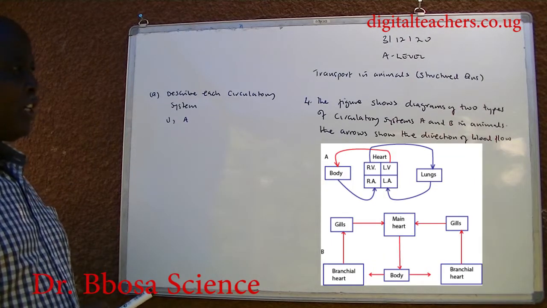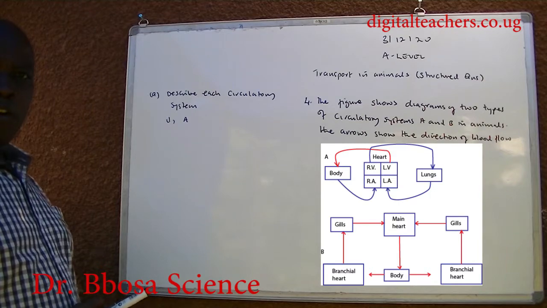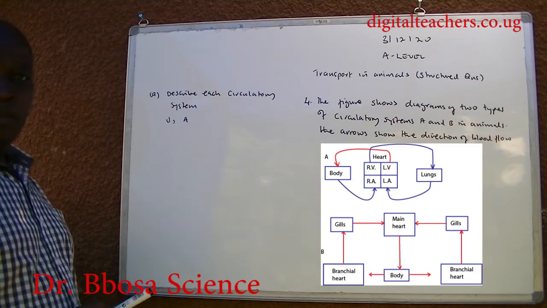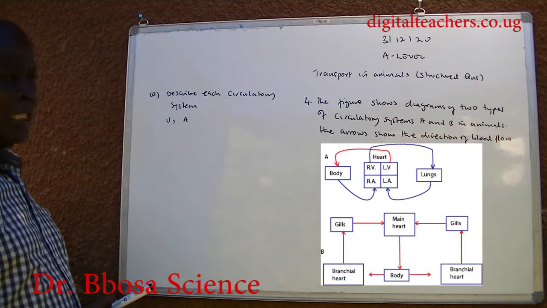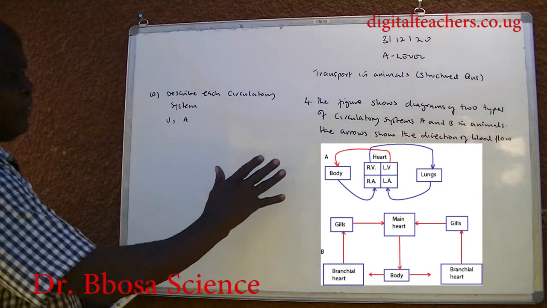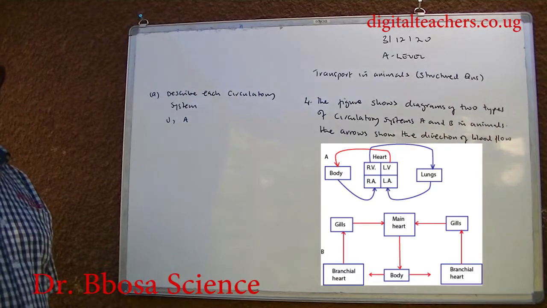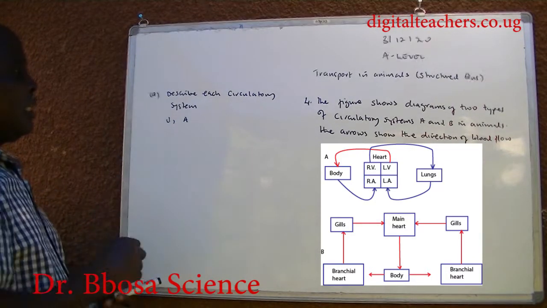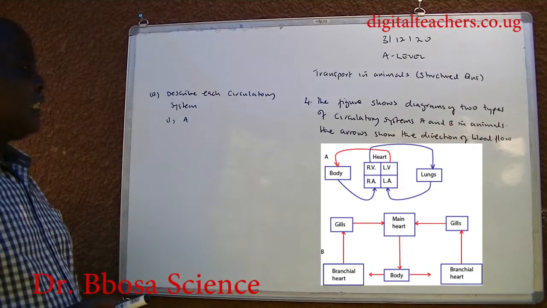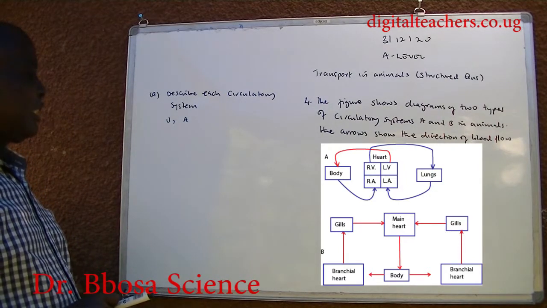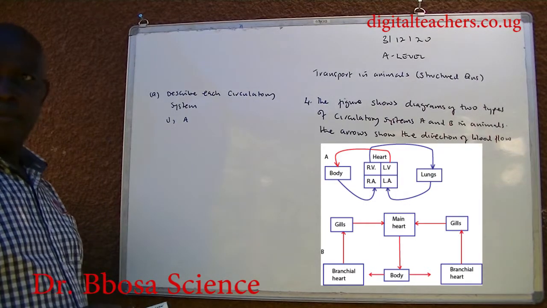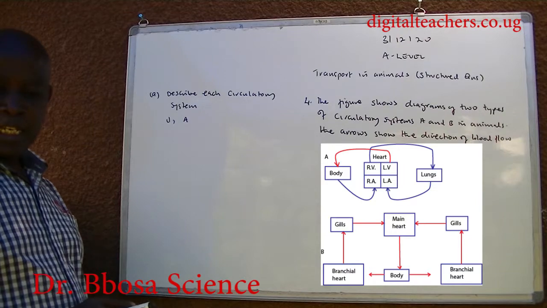Number 4, the figure shows diagrams of two types of circulatory systems, A and B, in animals. The arrows show the direction of blood flow. A. Describe each circulatory system. Roman 1, A. You can pause and answer.